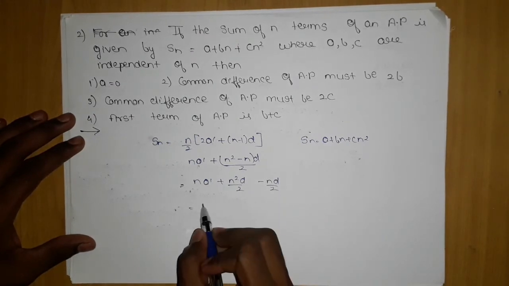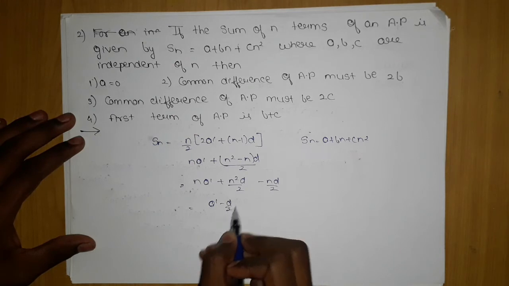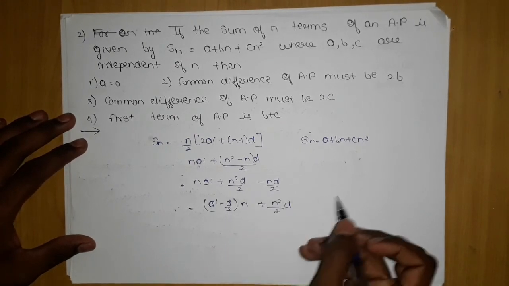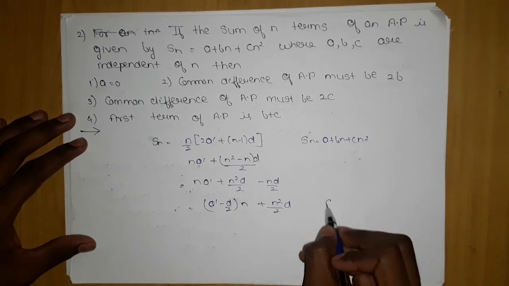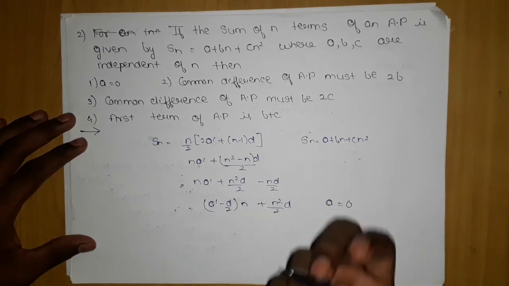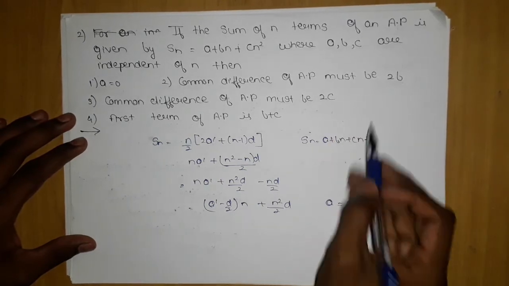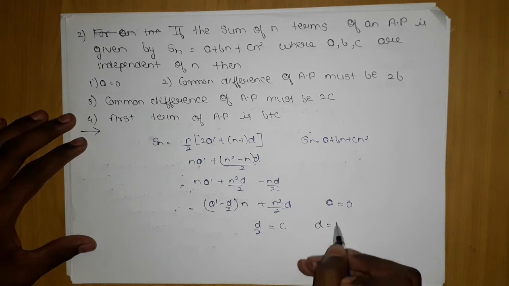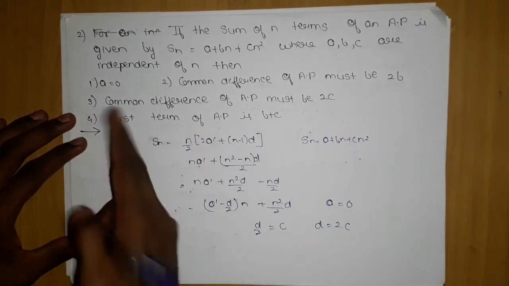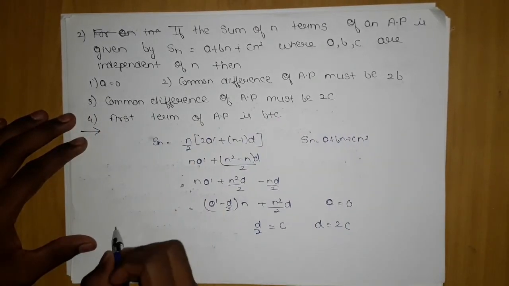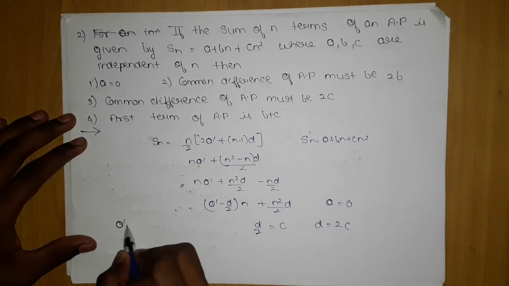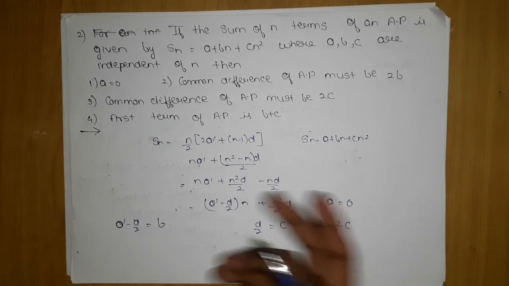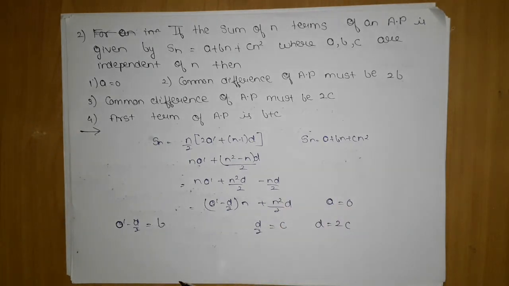In this step, the n term becomes (a' - d/2)n, and the square term becomes n²/2 times d. Now if I compare, my a term will be 0, so the first option is correct. Comparing the n² part, d/2 should be equal to c, so d is nothing but 2c. So the third option is also right. Comparing the n part, a' - d/2 should be equal to b, so it is not equal to 2b.